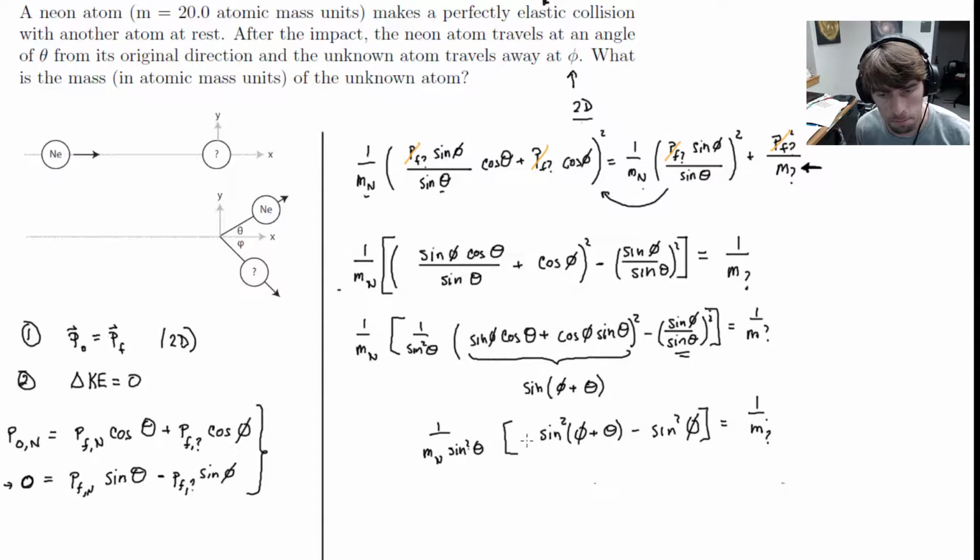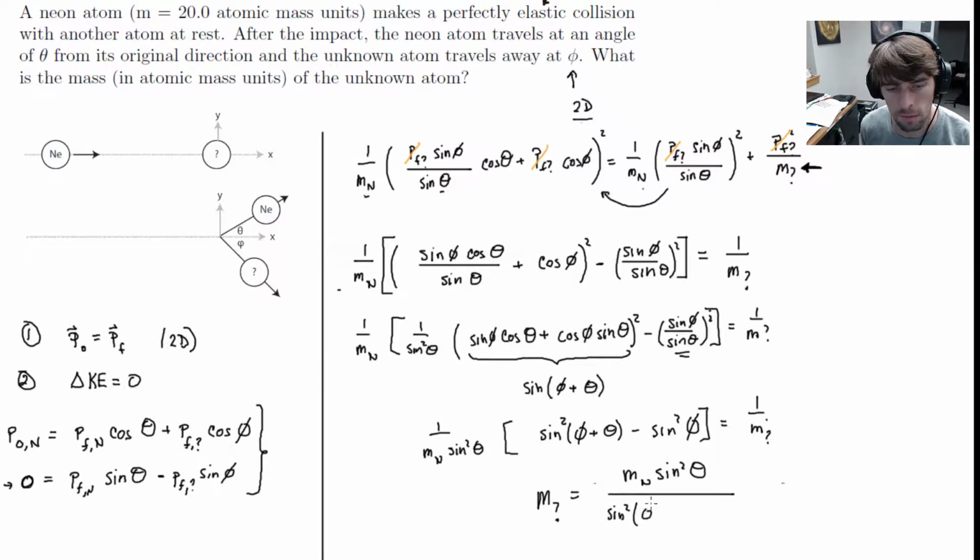So our last bit is just flip it, right? Take the reciprocal of both sides. I get m question mark equals the mass of the nitrogen sine squared of theta. That whole quantity needs to be divided by sine squared of phi plus theta minus sine squared of phi. Pretty cool, huh? Wicked awesome.